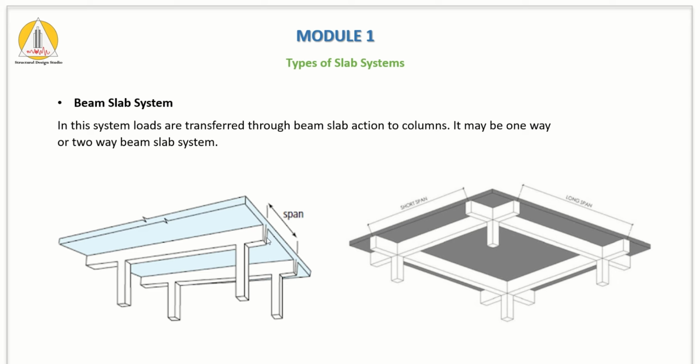If the ratio of the spans is greater than two, it will be considered as a one-way slab. If it is less, it will be considered as a two-way slab system. Right? For example, a panel of 20 by 5. If you divide 20 by 5, it will give you a ratio of 5, which is greater than 2. So you will design that system as a one-way slab system.